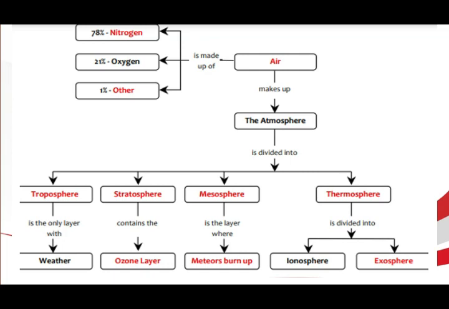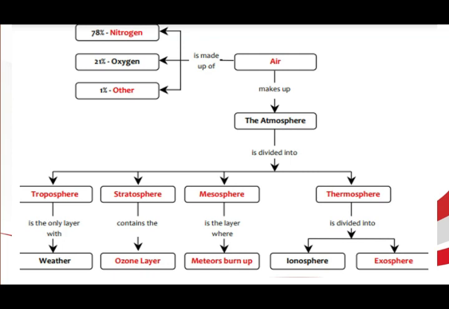Let's start with troposphere. Troposphere is the only layer with weather, where weather as well as climate occurs. We can also find there different kinds of clouds, etc. Okay? And we also have stratosphere, which is above troposphere and contains the ozone layer. As we all know, the ozone layer protects us from the harmful radiation coming from the sun. Okay? And there are other details for stratosphere.